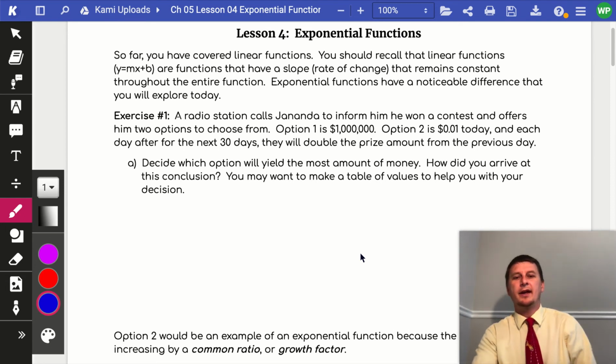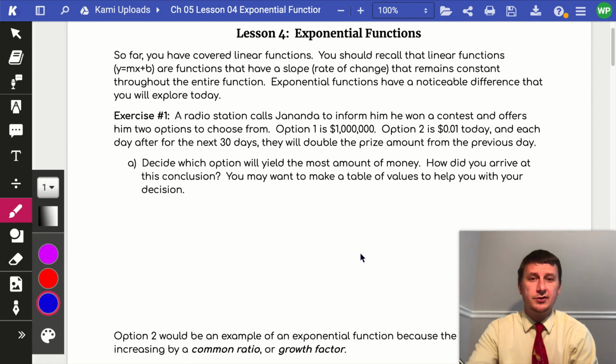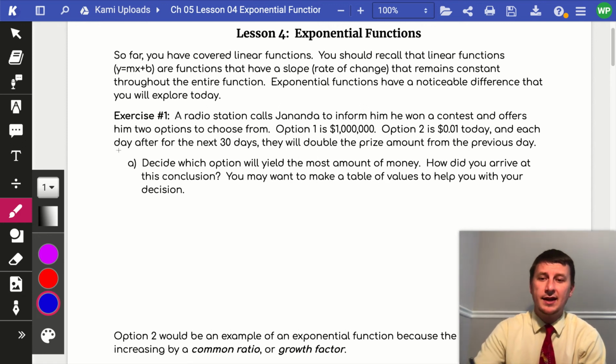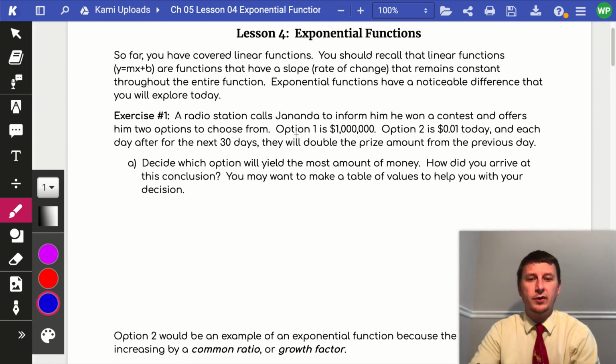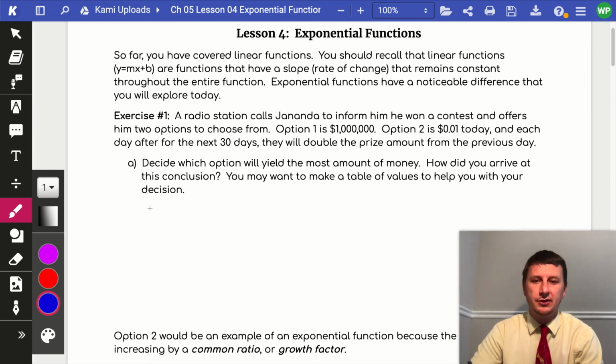Okay, now that you've had a couple seconds or minutes, however long you took, to attempt that problem to figure out whether you want option 1 or option 2, let's see which one will yield the most amount of money. So option 1 is $1 million, given, done, boom. All we need to do is look at option 2. Now it says each day after for the next 30 days, they will double the prize amount. So on day 0, they're going to give you 1 penny.